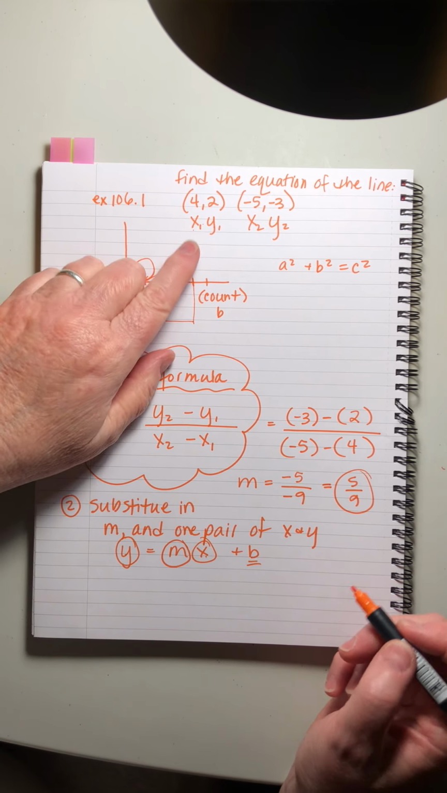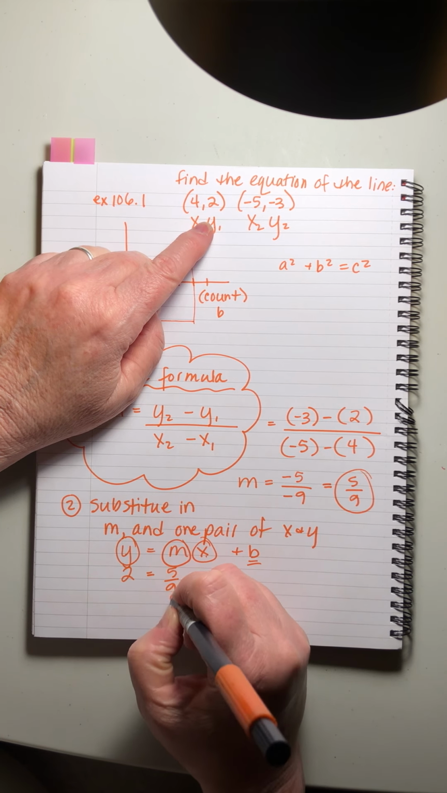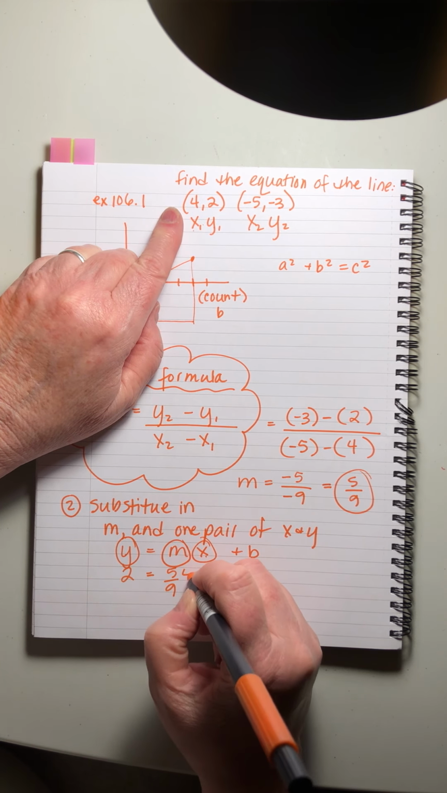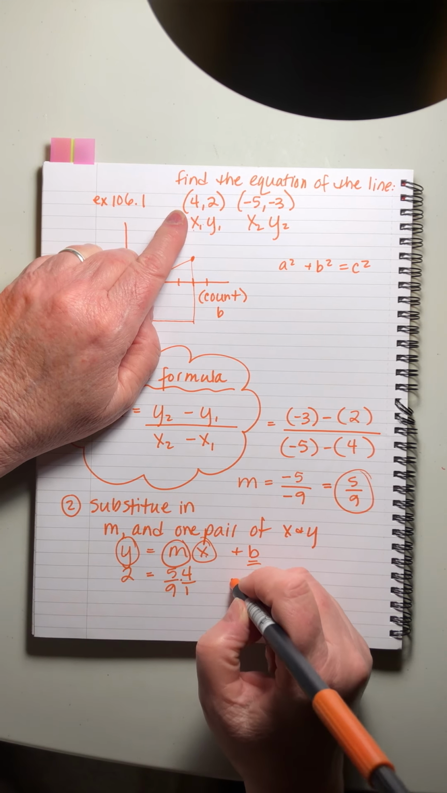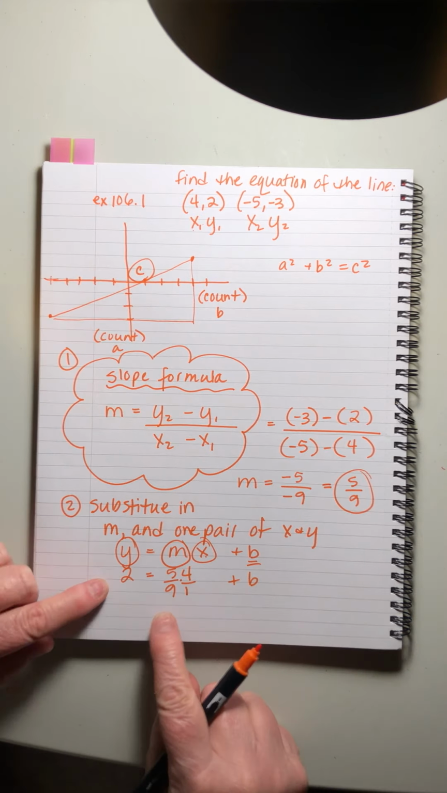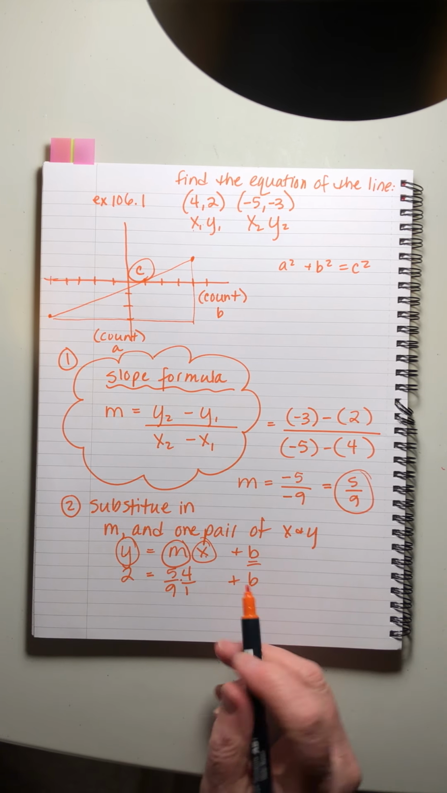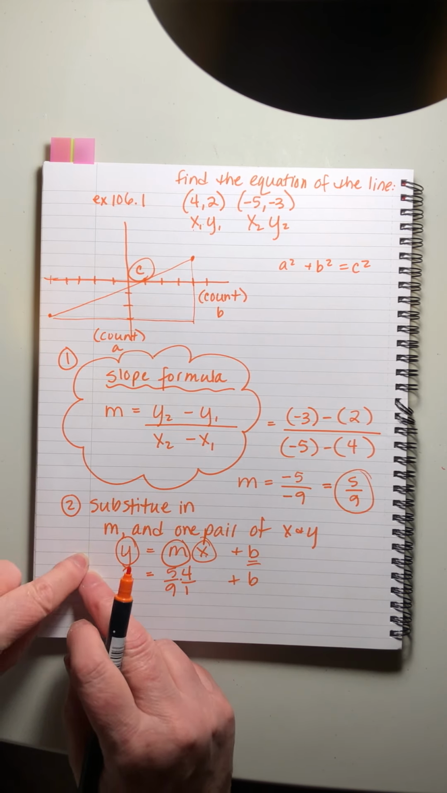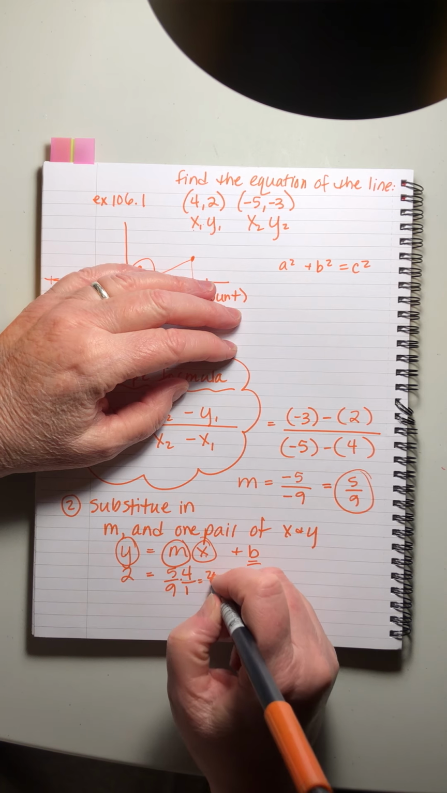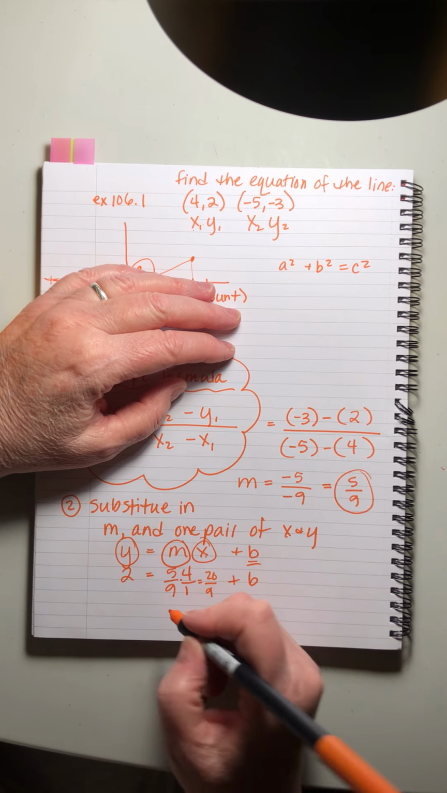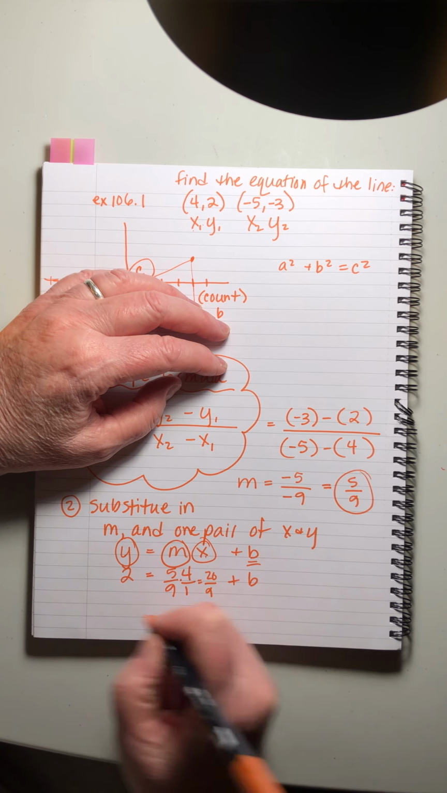Ready? Okay, so 2 equals 5/9 times 4. Ooh, I don't like the looks of that. Let's put it over 1. Plus B, yes. Okay, so what we've done is we've got numbers now for everything except this last one. Cool, now we can solve for it. We're going to have to multiply these and then swim them across. This equals 20/9. So since I'm adding it to B, I'm going to have to subtract 20/9 from both sides.